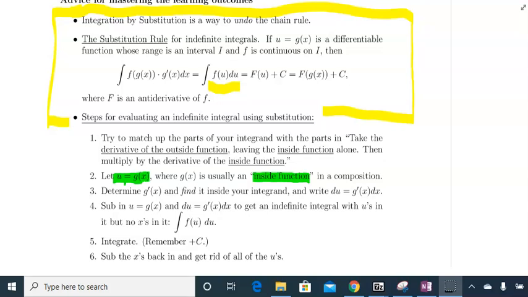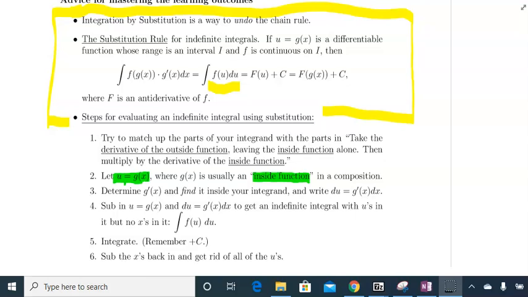In today's lesson, we will be investigating integration of indefinite integrals by substitution. So integration by substitution is a way to undo the chain rule.